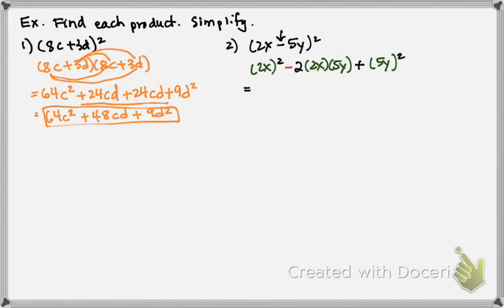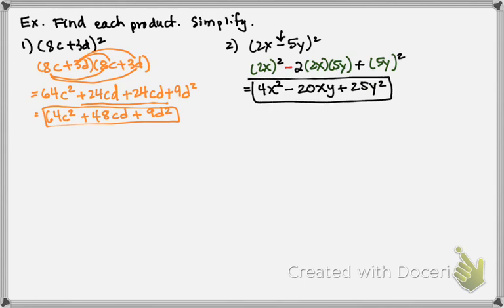And then I just do the math out. 2 squared is 4, x squared is x squared. And then minus 2 times 2 is 4, 4 times 5 is 20, and then I have xy. And then 5 times 5 is 25, and y squared is y squared. And then I'm done. Okay? So it's, again, recognizing a pattern.